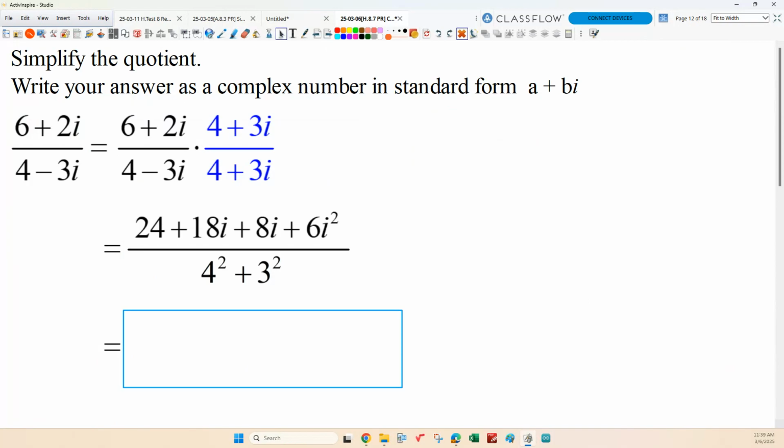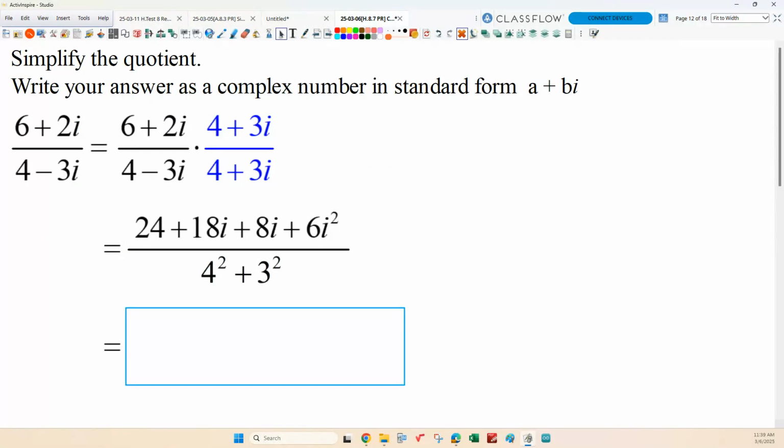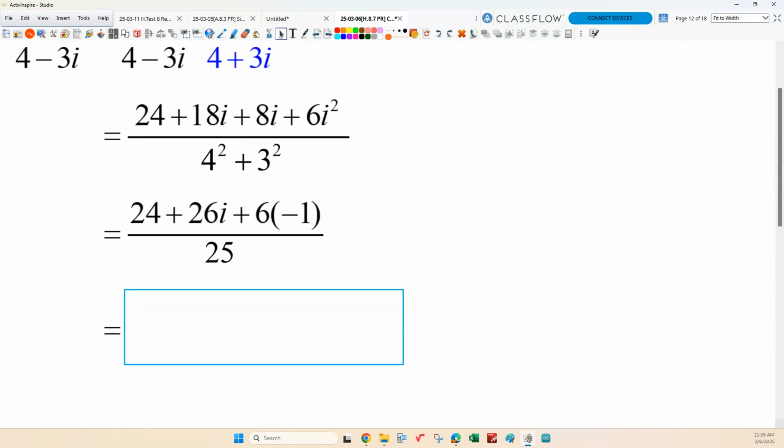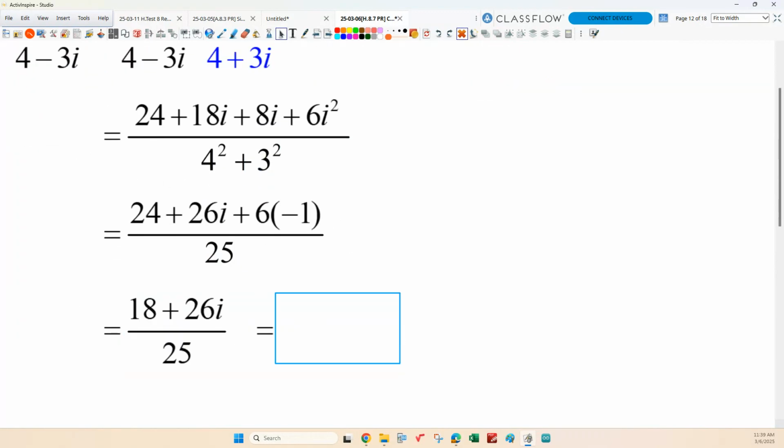If I distribute, if I FOIL it out, I get this final term with an i squared. 2i times 3i is 6i squared. What's that become? Negative 6. Good. And so that leaves us with, if I collect all the like terms, 18 plus 26i, all divided by 25. Okay, is that technically written in standard form?